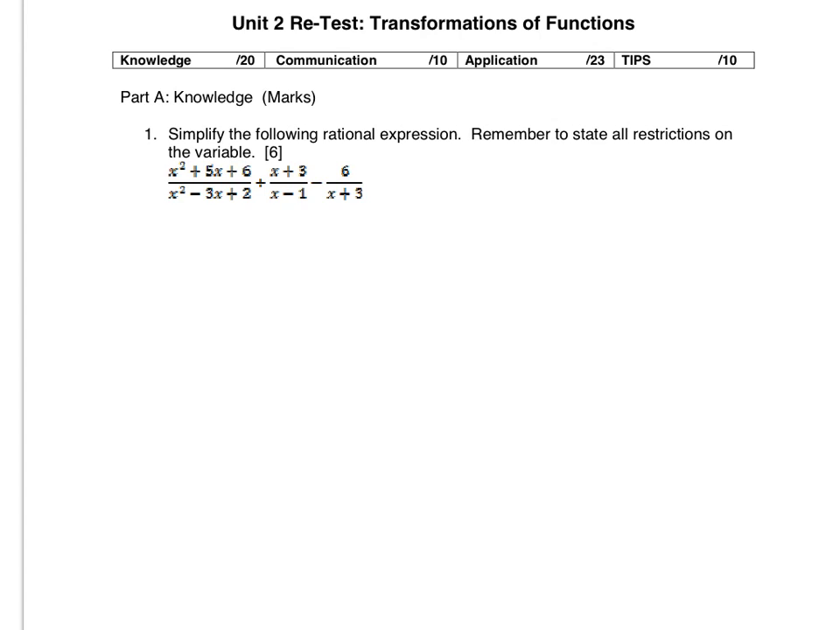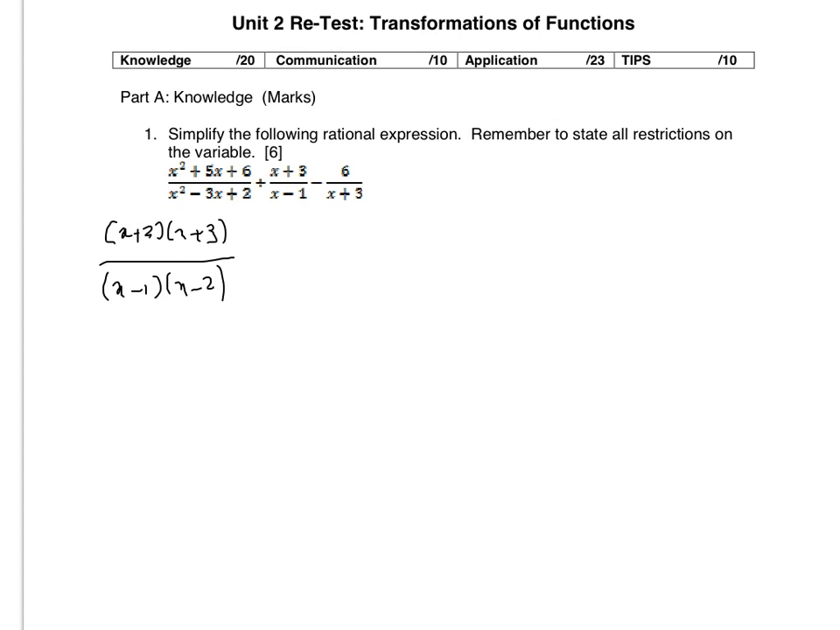By looking at the numerator, I can write x squared plus 5x plus 6. Since the coefficient of x squared is 1, I can use the sum and product. The two numbers whose product is 6 and sum is 5 are 2 and 3. So I can write x plus 2 times x plus 3 over the denominator, factored the same way. Since the coefficient is 1, two numbers whose product is 2 and sum is negative 3 are negative 1 and negative 2. So this is the first fraction.